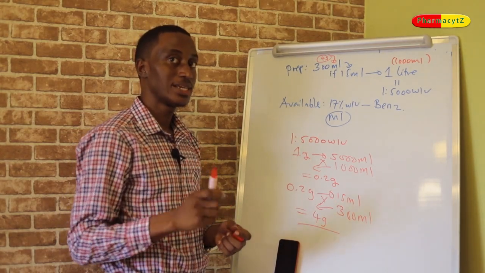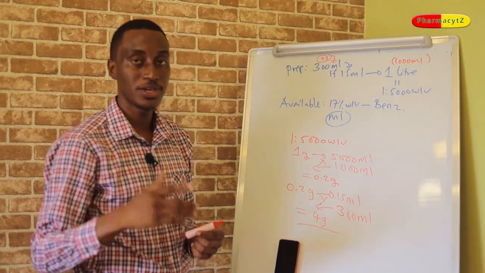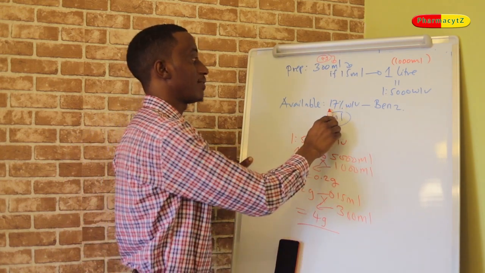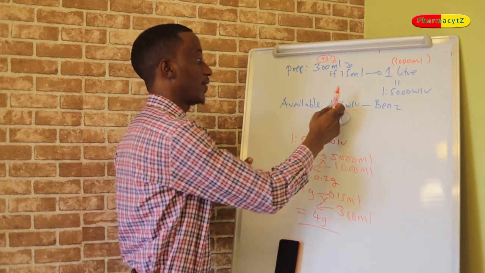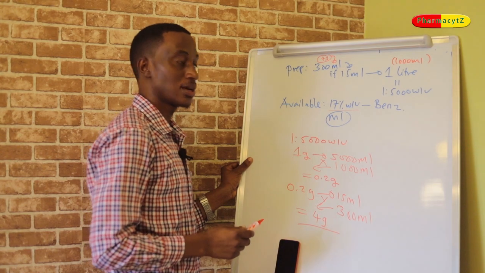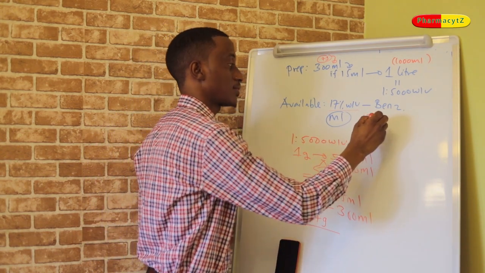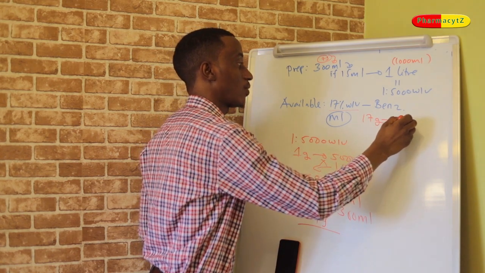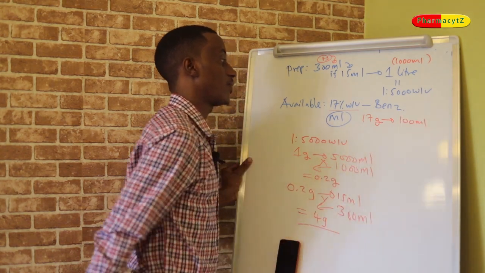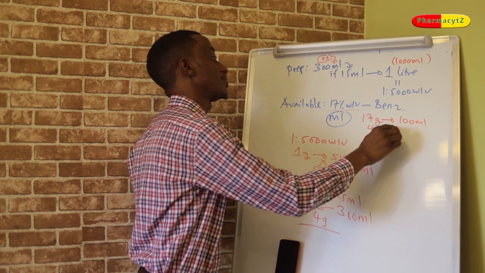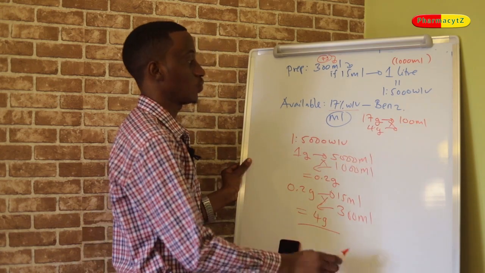So if we really need to know the amount of milliliters to be used in preparing this stock solution, we need to go back to the available stock. The available stock was 17% benzalkonium chloride. 17% weight in volume means 17 grams of benzalkonium chloride were contained in 100 mils of water. So what about 4 grams? So 4 grams requires how much water?